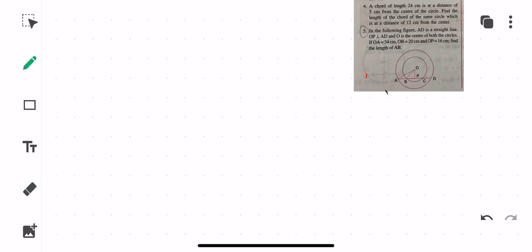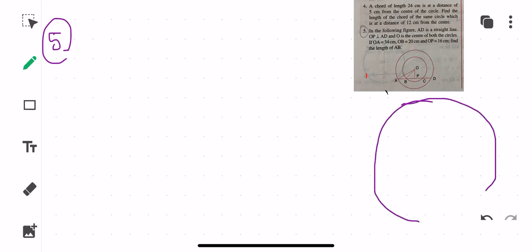Okay, fine. So what does question number 5 say? The figure for question number 5 has been given. In the following figure, AD is a straight line. So we have been given, children, if you can see, concentric circles, the circles with the same center. So these are the concentric circles that have been given.